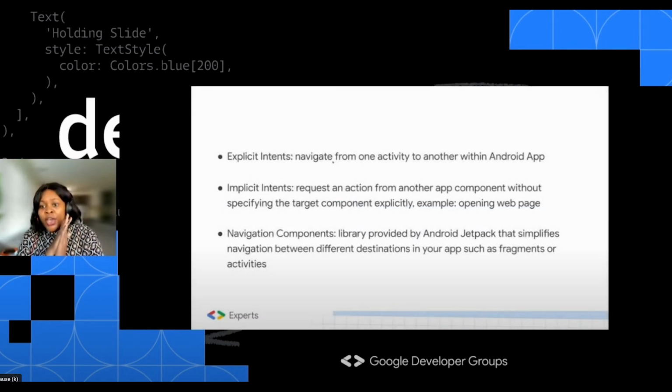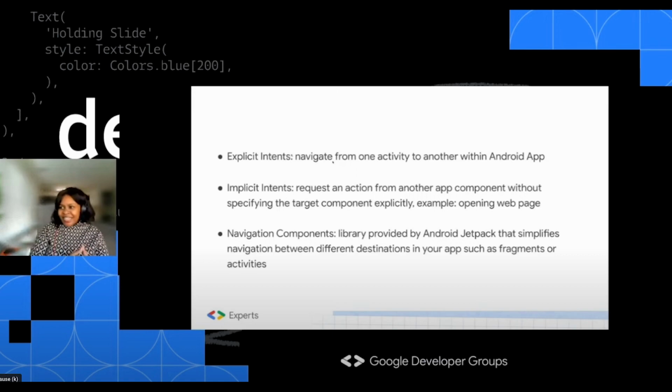For example, here you can see we have the explicit intent, implicit intent, navigation components. Now, the explicit intent, that is navigating from one activity to another within an Android app. We know that. That's the same thing I was talking about. You remember in the beginning, activity one, go to activity B, go to activity C, like that. That's an explicit intent. And I feel like this is also asked a lot in interview questions, so I hope it's going to be easier for people to remember what explicit intent is: just activity one, go to activity B, activity C, like that.